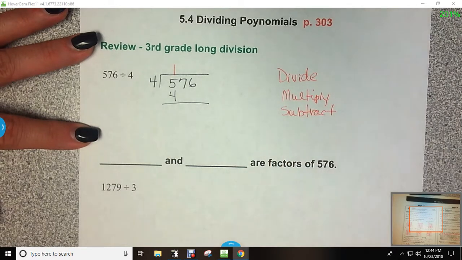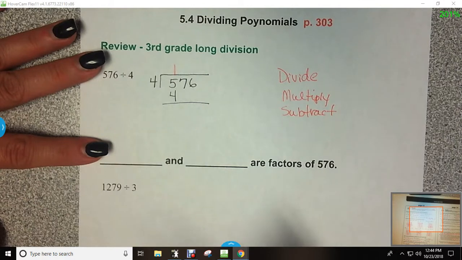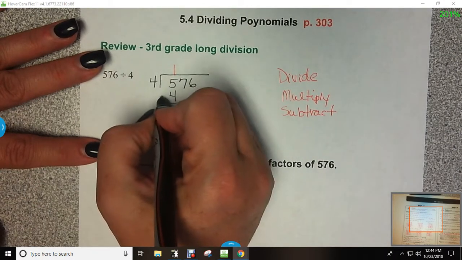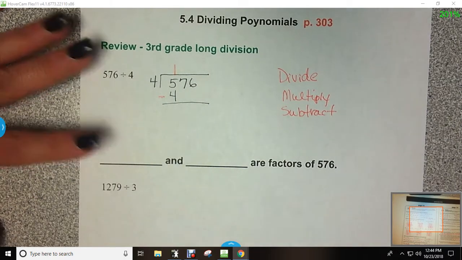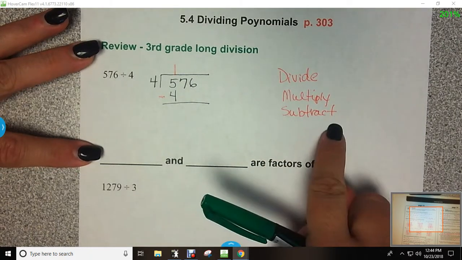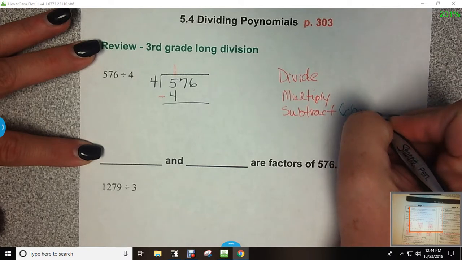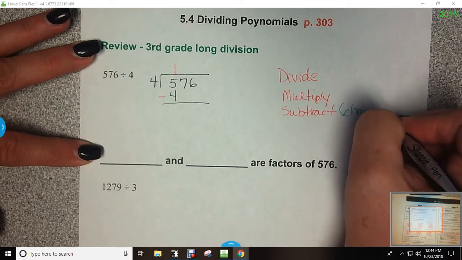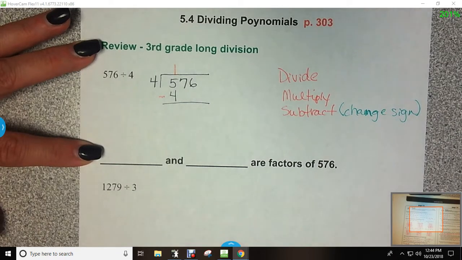Now, here's where I'm going to be picky about the subtraction. There's not anything that's written here that tells me to subtract, and that's a positive 4. So we're just changing it from a positive 4 to a negative 4, basically, right? Okay, so to go along with where we're headed, when you do the step that says subtract, I need you to think in your mind about change the sign.